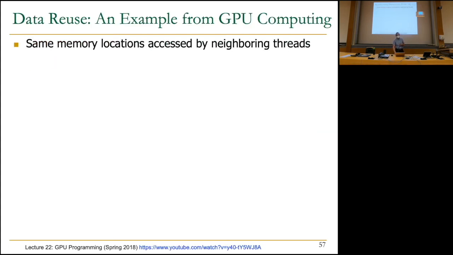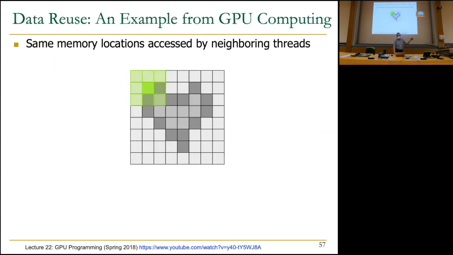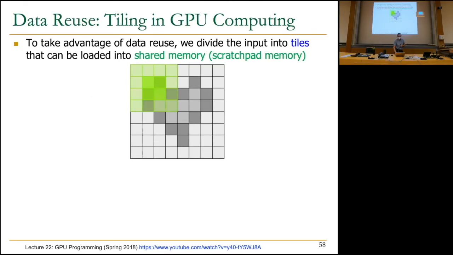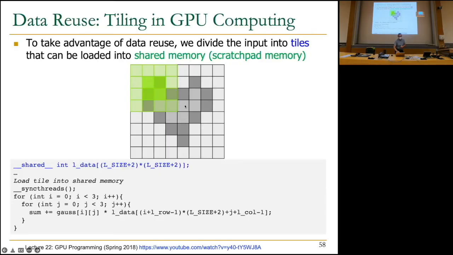So let's take a look at an example from GPU computing. Again, as I said, if you want to learn more about it, you can look at Juan's course. The same memory locations are accessed by neighboring threads here. If you want to take advantage of data reuse, you divide the input into tiles that can be loaded into a shared memory, again scratchpad memory. This is how you do it. I'm not going to go through the code over here; you can watch the GPU programming lecture. But let's take a look at just this portion, for example.